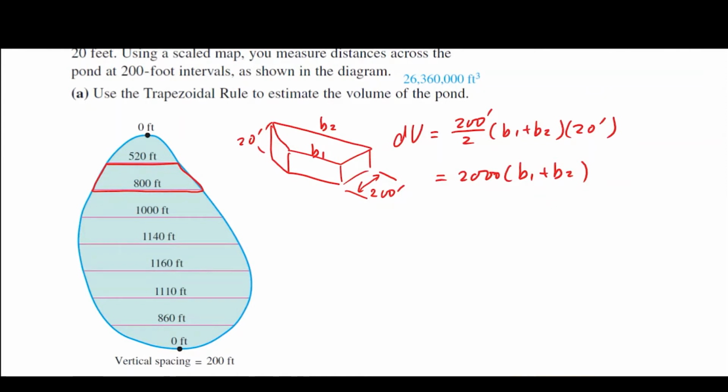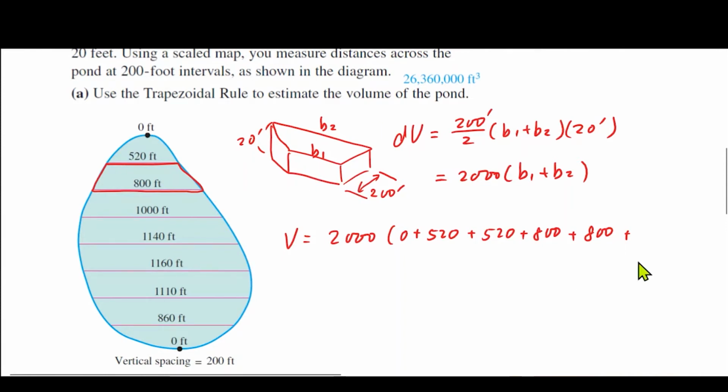So your volume is equal to 2000 times the first one, which is 0 plus 520, plus the second one, which is 520 plus 800, plus the third one, which is 800 plus 1000. But then there are two of each because this has a uniform thickness. The reason that we can have a common factor like this is because this 200 is exactly uniform.